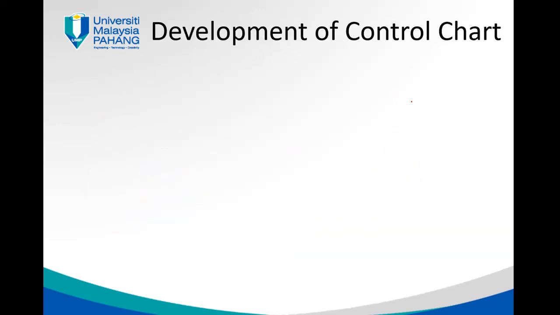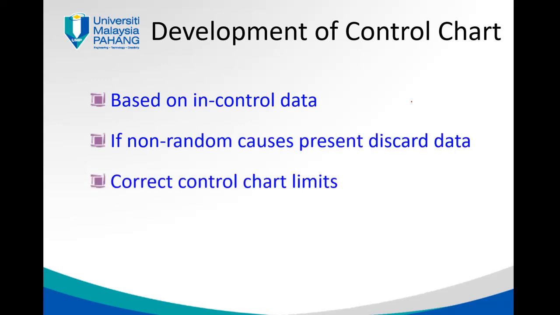Okay, development of control chart. Now we are going to discuss how to construct the control chart based on in-control data. If non-random causes are present, discard the data and correct the control chart limit. So we need to consider this criterion, and we must collect the data as in-control data.